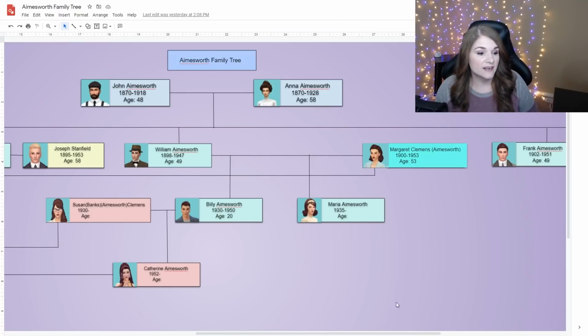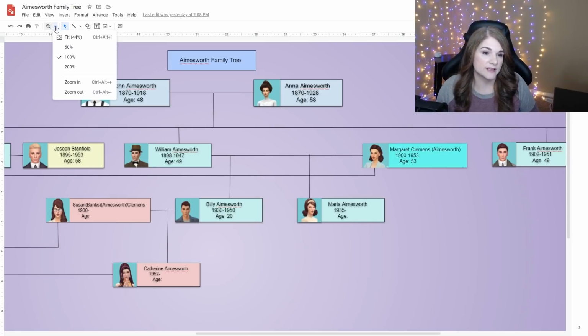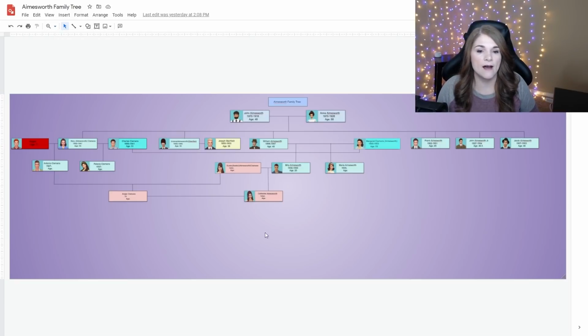Okay, so here it is. Let me zoom out so you can see the whole thing. This is how it turned out. Just real simple, real basic, nothing fancy. But you can see the lines and who started it and all that, okay? So this is Google Drawings. If you've never heard of that, it is in Google Drive. It's right under, when you go to make a spreadsheet or document, it's under the more options.